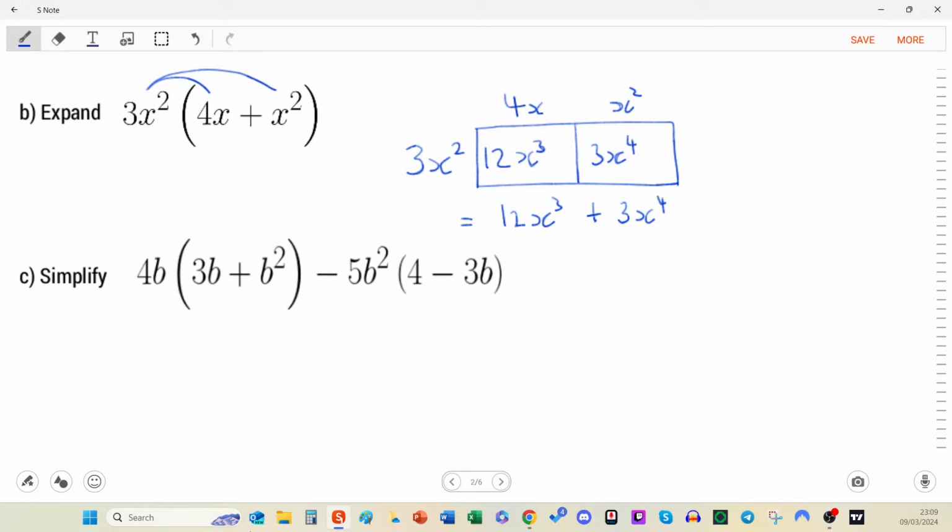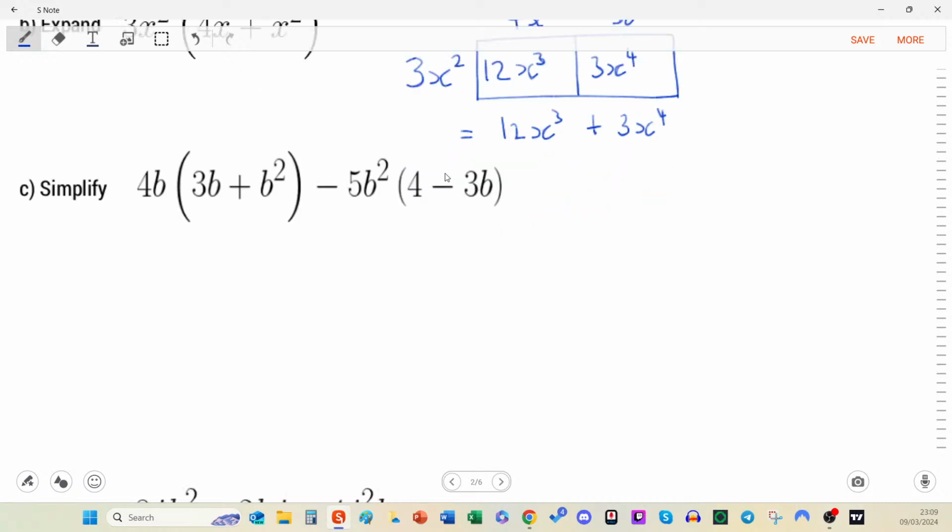Next one, simplifying. Always look and see if anyone has anything written in chat, but not even people. So no worries. The show will go on. So we've got the simplification here.